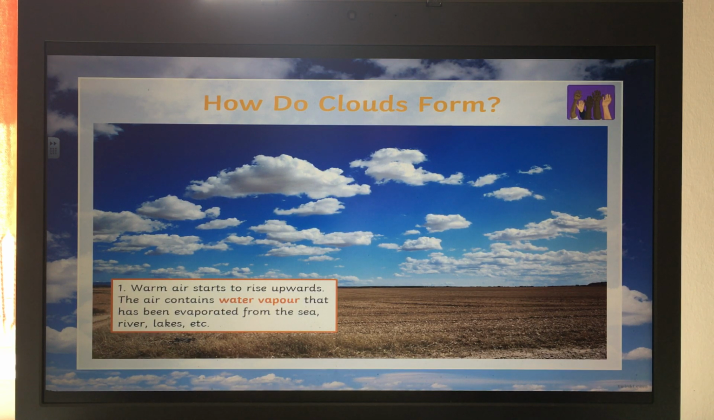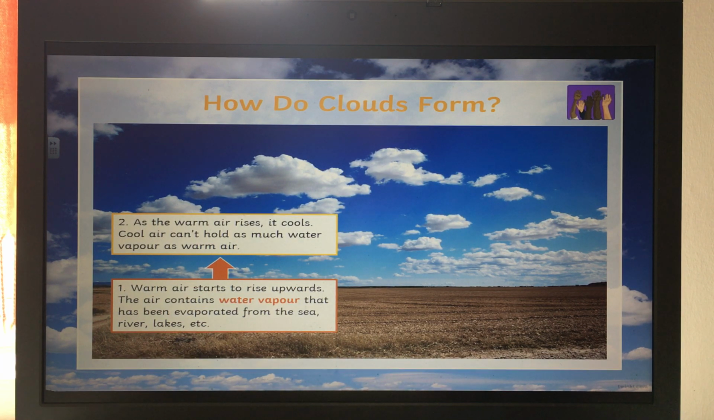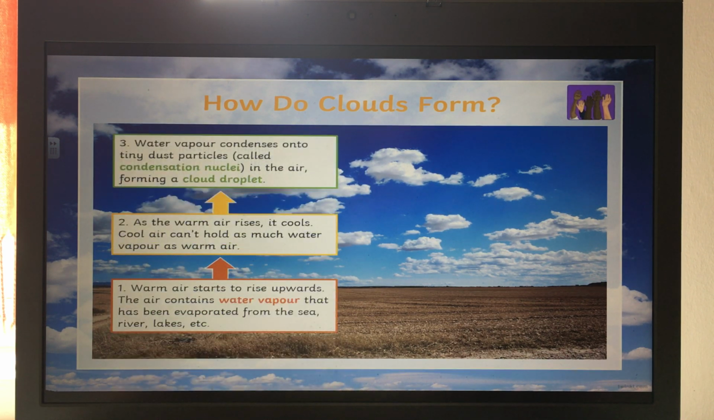So the process of how clouds form. We know from understanding the water cycle that warm air starts to rise upwards. The air contains water vapour that has been evaporated from the sea, rivers, lakes and other bodies of water. After that, as the warm air rises, it cools, and cool air can't hold as much water vapour as warm air. Then water vapour condenses into tiny dust particles called condensation nuclei in the air, forming a cloud droplet.